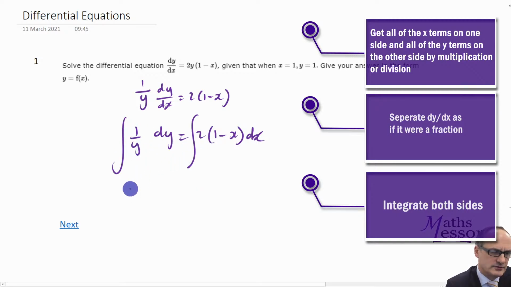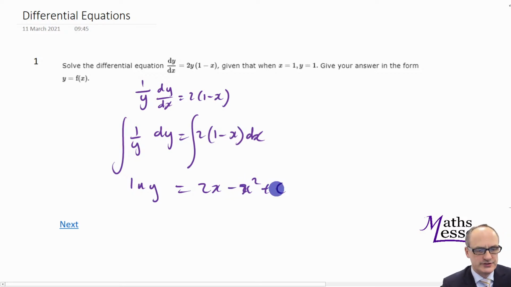We integrate 1 over y dy, and we get natural log of y. Integrate this side, and we get 2x. Integrate this, we get minus x squared, and we get the constant. Now note that we put the constant only on one side. We don't need it on both sides, because if we had two constants, d and c, then taking d away from c gives another constant called b, so we're down to our one constant. Therefore you only need one constant on one side.